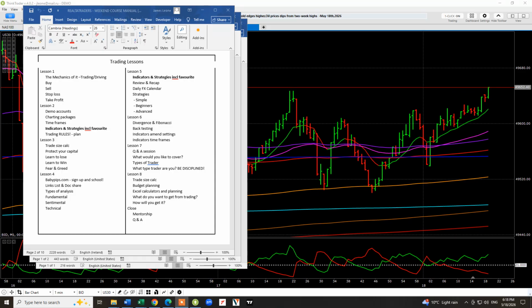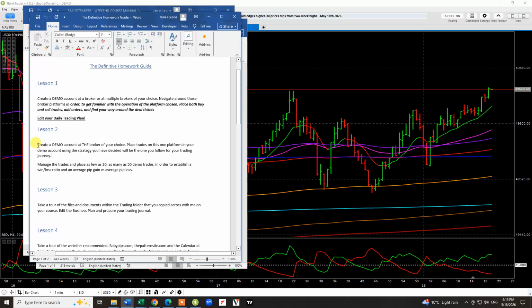Yes, there is homework. In Lesson 2 Homework, we'll be looking at the creation of a demo account at the broker of your choice, perhaps more than one broker. Maybe it's MT4, maybe it's MT5, maybe it's ThinkTrader, wherever it is. Open a broker demo account and place trades on this one platform using the strategy that you've decided will be the one you follow for your live trading journey.